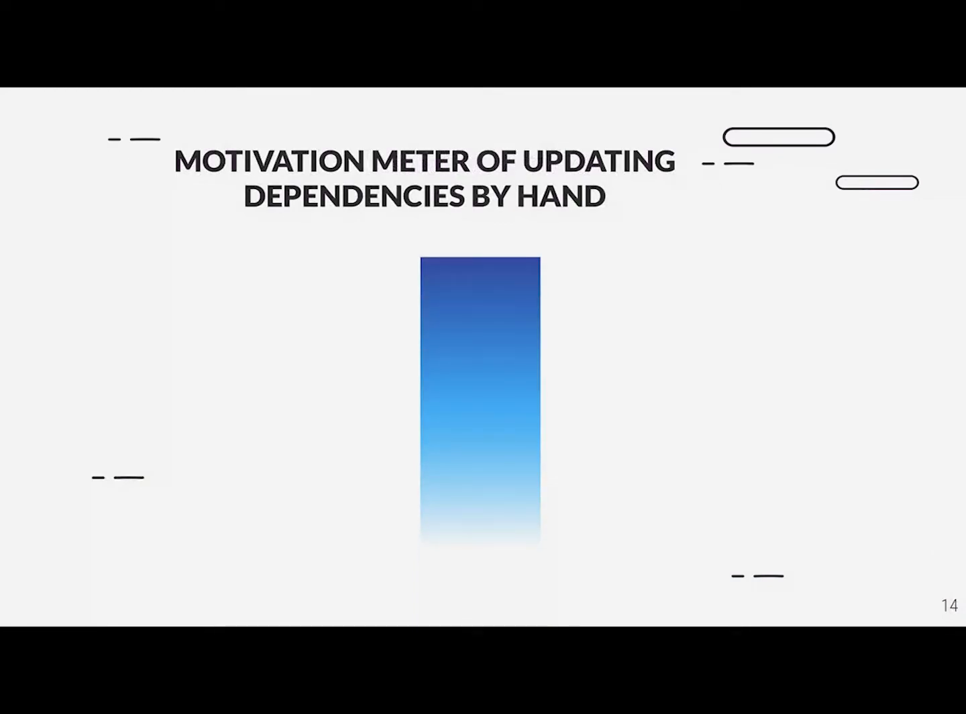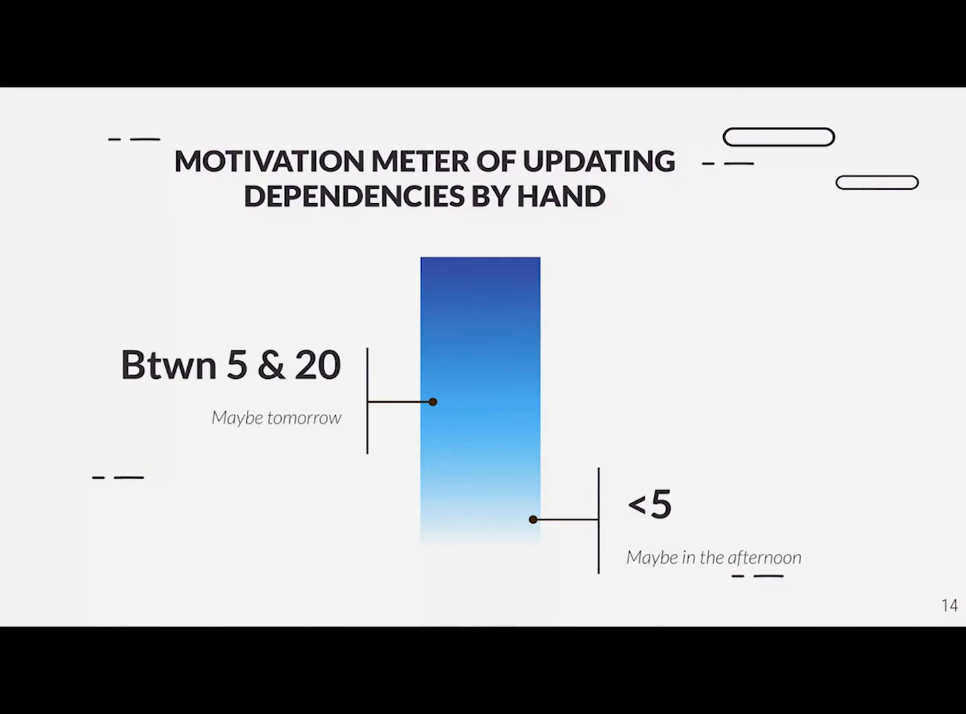We still have a problem of updating our dependency versions by hand. And this is a problem that arises as long as we keep adding more and more dependencies. If we have less than 5 dependencies, we say, in the morning, maybe in the afternoon I'm going to update them. If we have between 5 and 20, we say maybe tomorrow. But if we have more than 20, we just pray that Veracode doesn't throw a vulnerability or something.